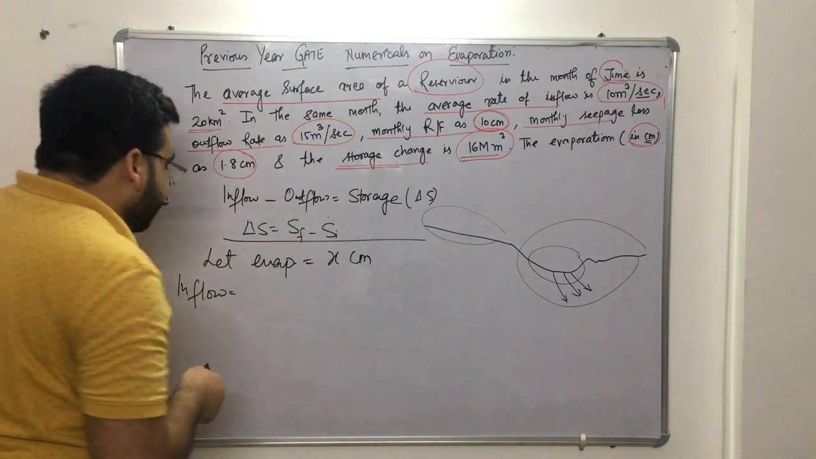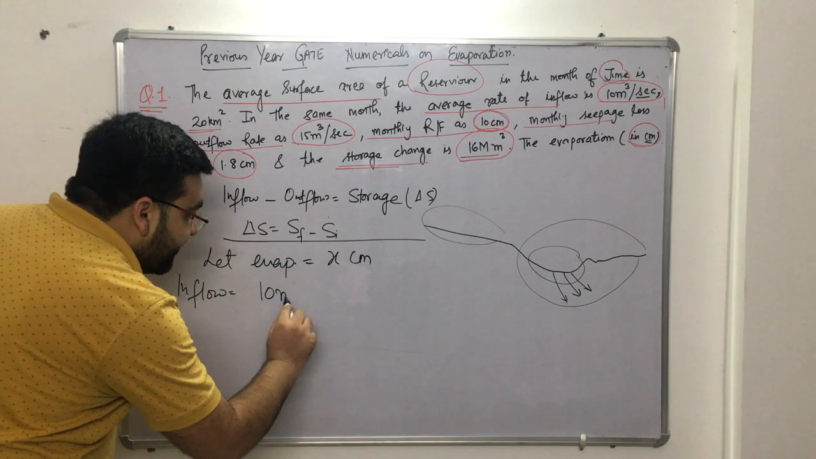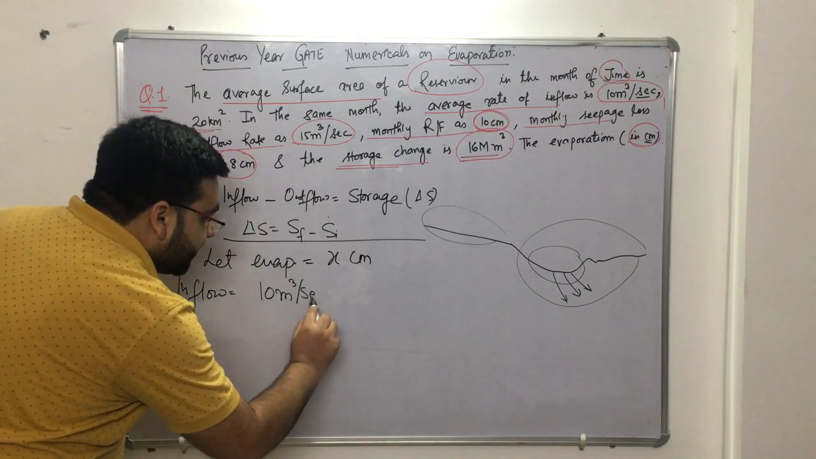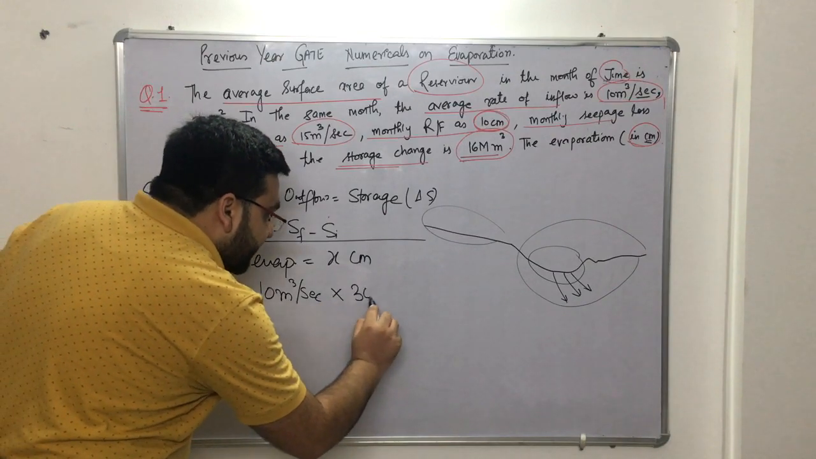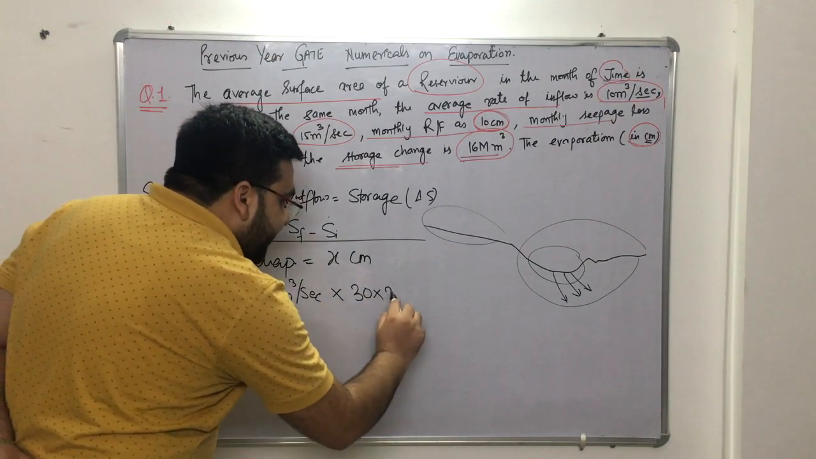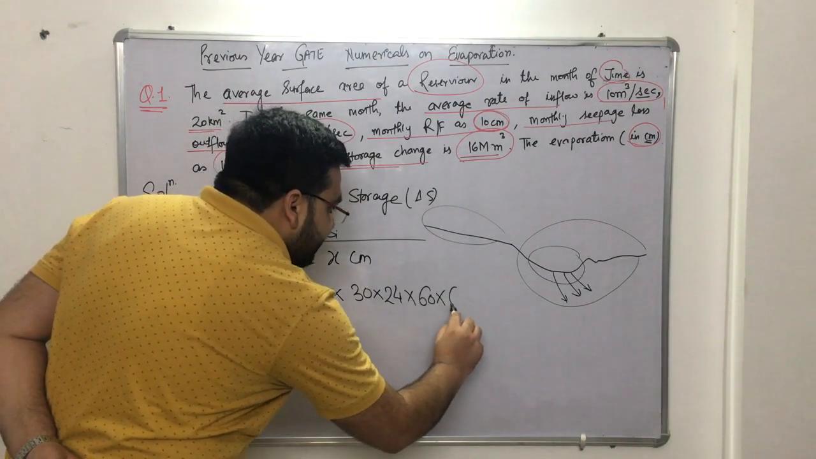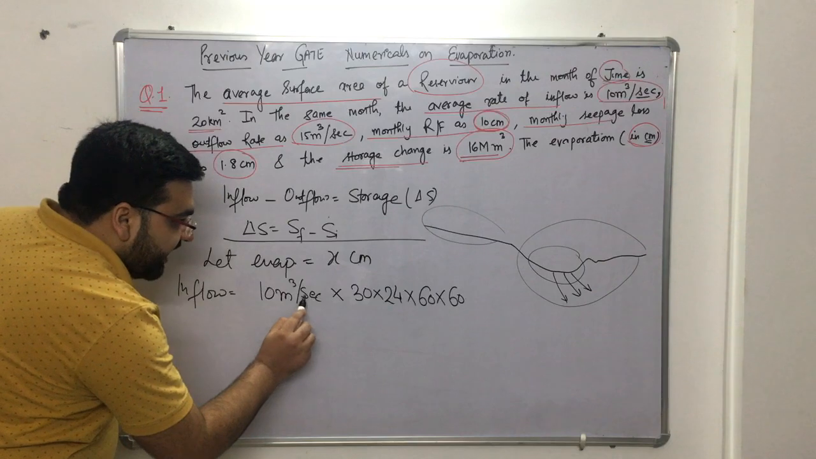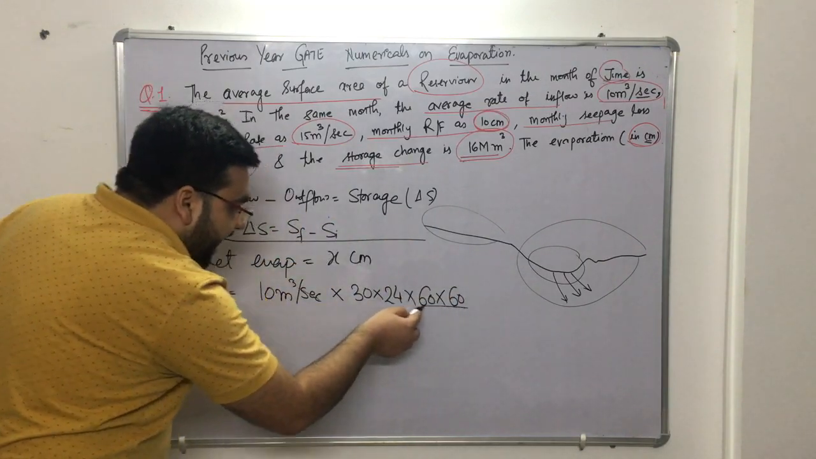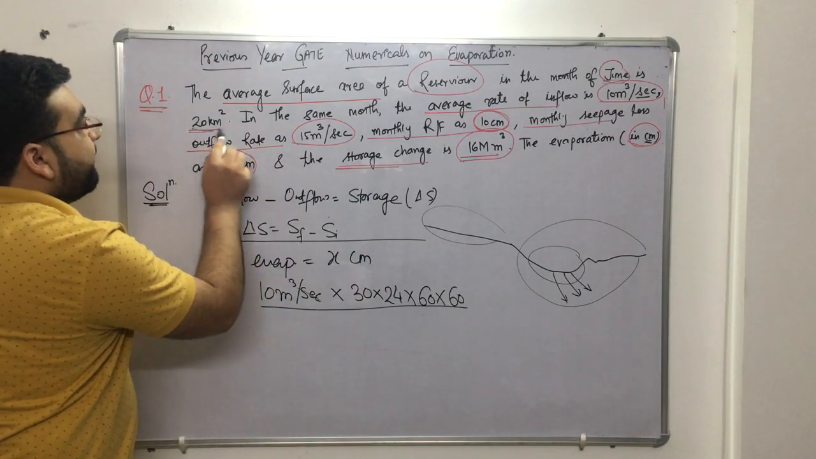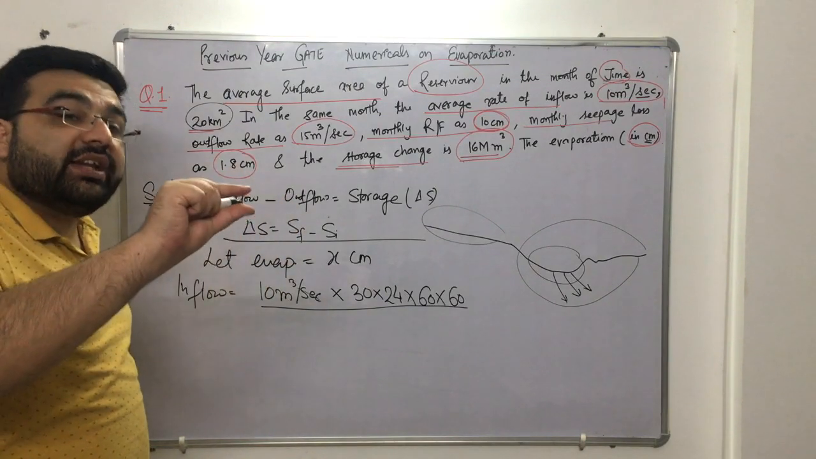So let me calculate it. So inflow will be 10. I am writing the units also so that you don't get confused. 10 meter cube per second. Clear? Into 30 days. A day has 24 hours. An hour has 60 minutes. A minute has 60 seconds. So this is seconds and second got cancelled out. So this is meter cube. I will divide this with the surface area, kilometer square or meter square, to get the depth in meter.